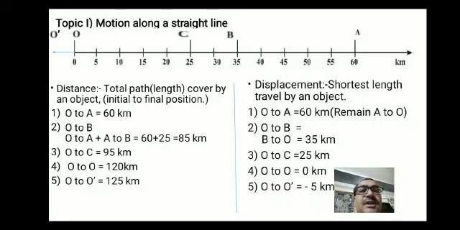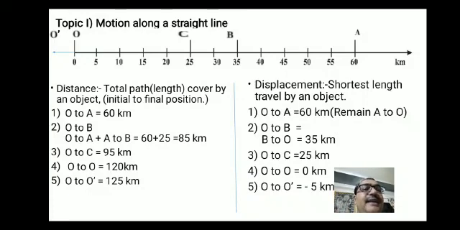Now come to the third point in distance. Let's understand that the car has traveled O to C. O to C means first it goes O to A, A to B, and then B to C. So total O to C, how much has it traveled? Already 85 kilometer plus 10 kilometer. So it travels 95 kilometer.